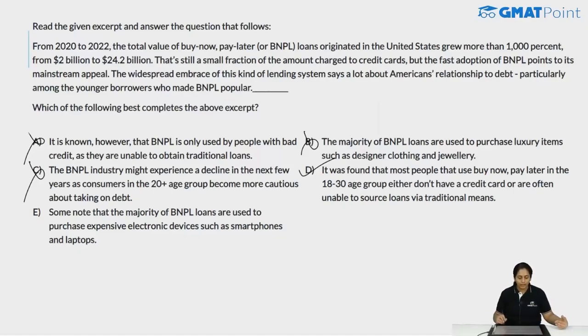Some note that the majority of BNPL loans are used to purchase expensive electronic devices such as smartphones and laptops. E is incorrect for the same reason as B.